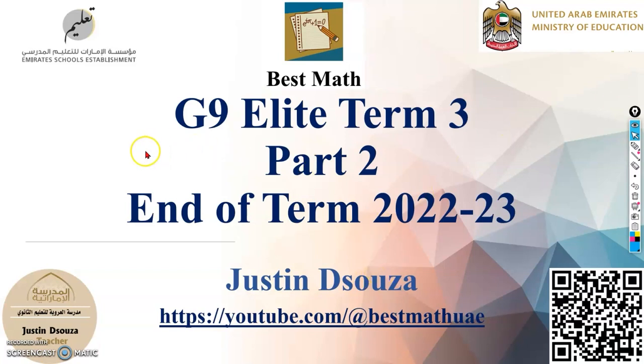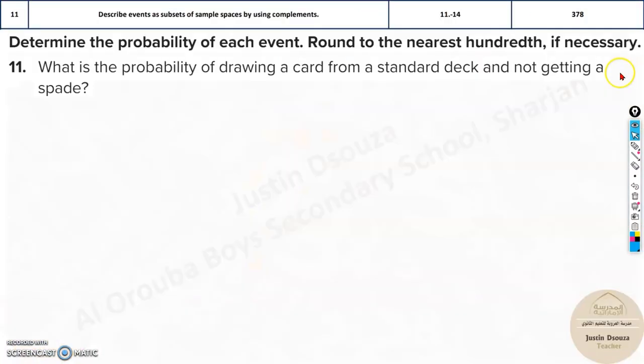Now we will move to topic number 11 to topic number 20. These are also MCQs. They are option based, so it will be on the computer. Now the first topic is on probability. Let's look into the problems directly.